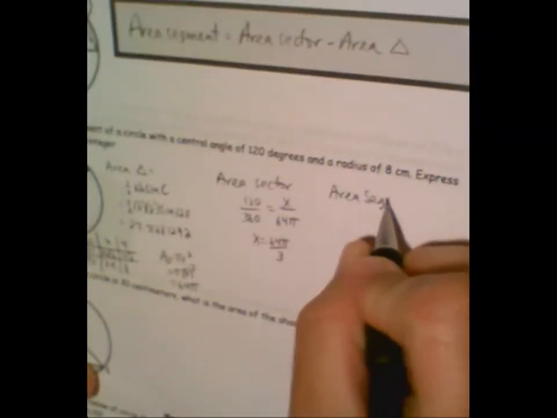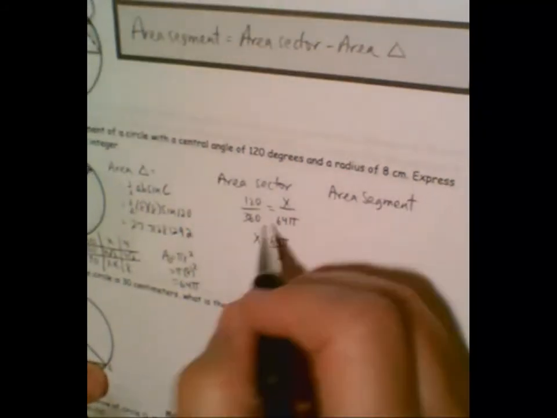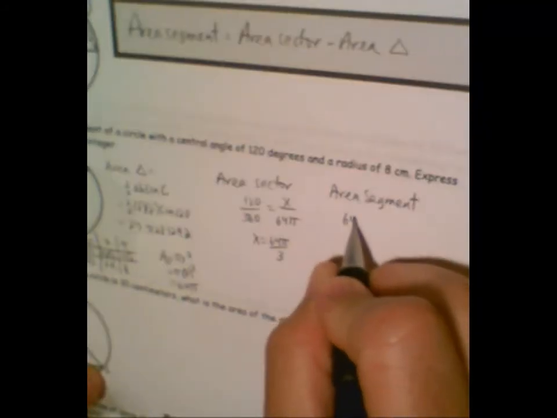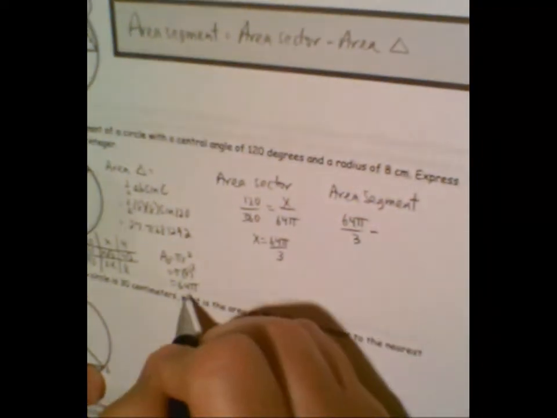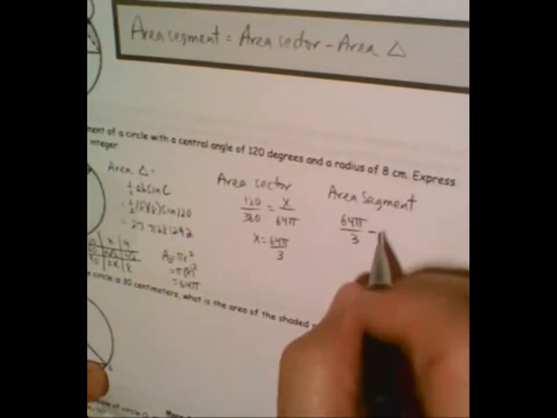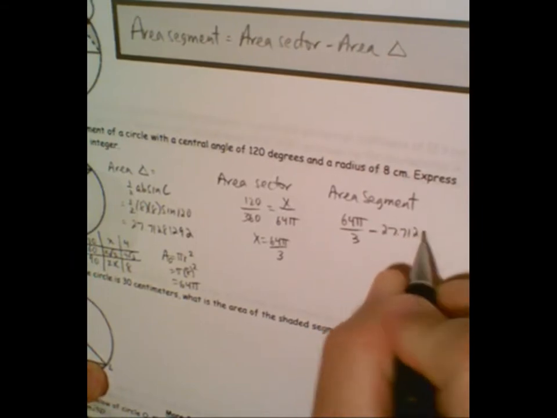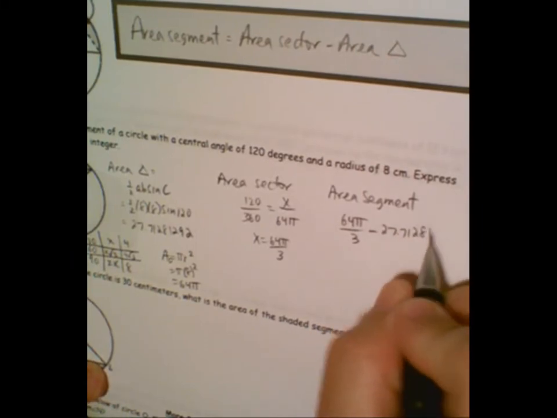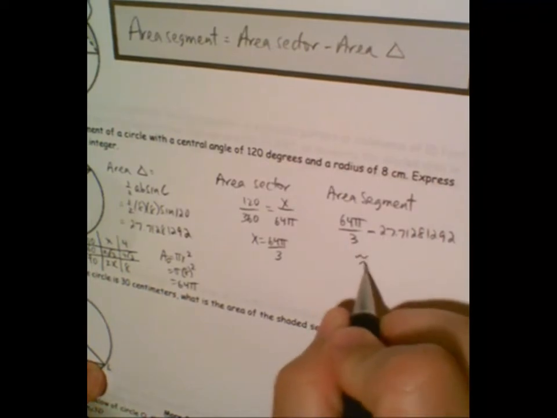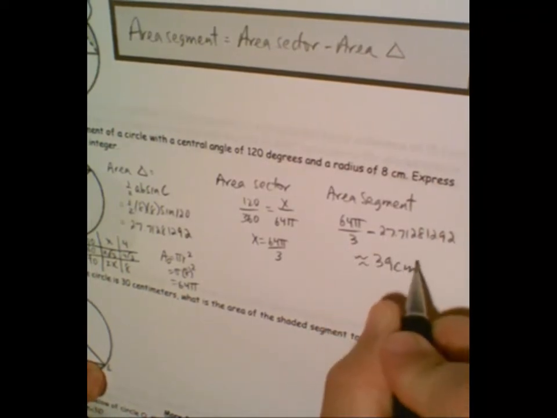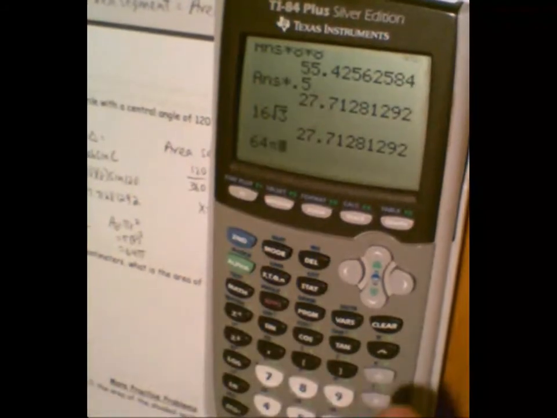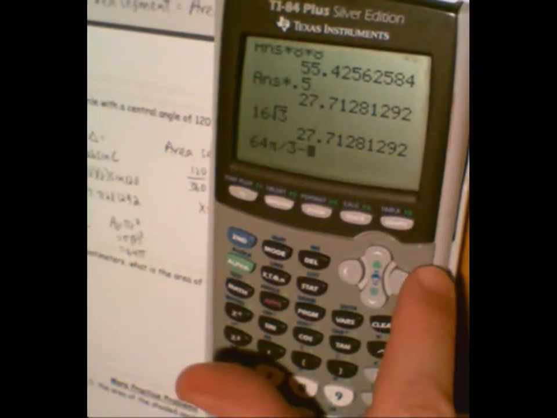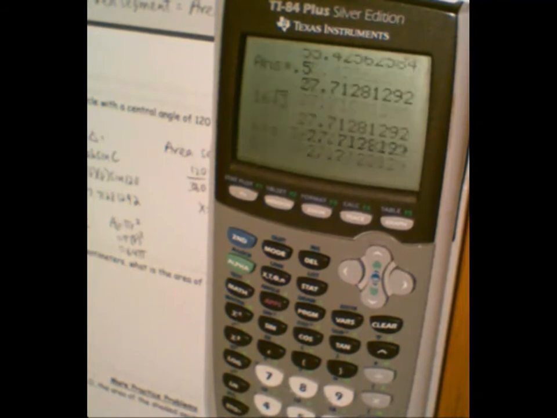The area of the segment equals the area of the sector, 64 pi over 3, minus the area of the triangle, which was 27.7128, and it's approximately 39 square centimeters. 64 pi divided by 3 minus that is approximately 39.